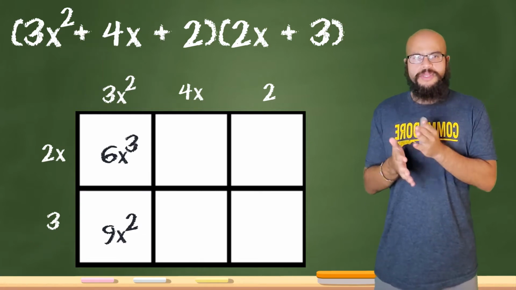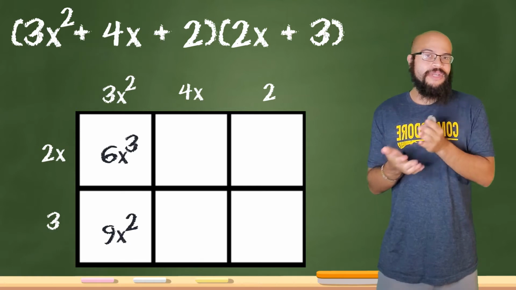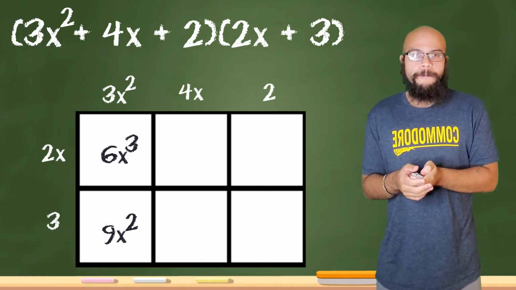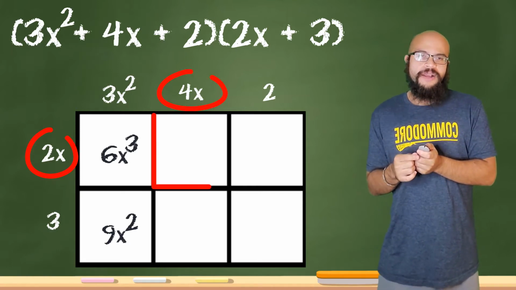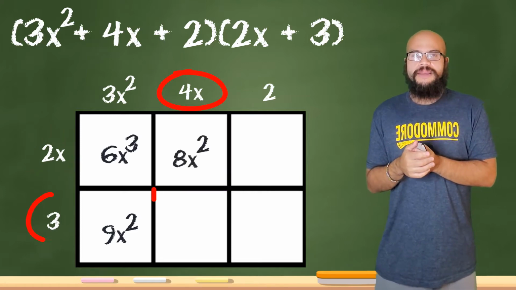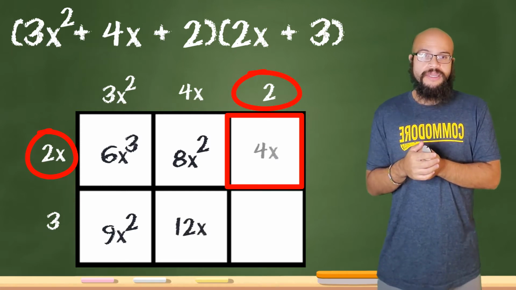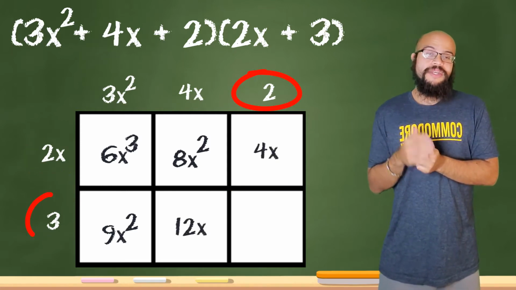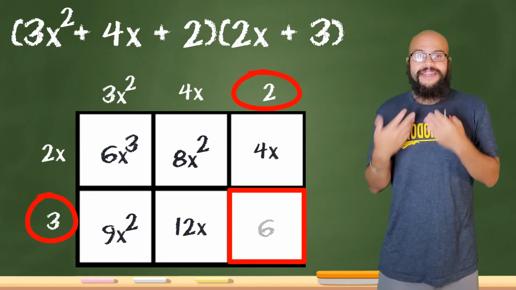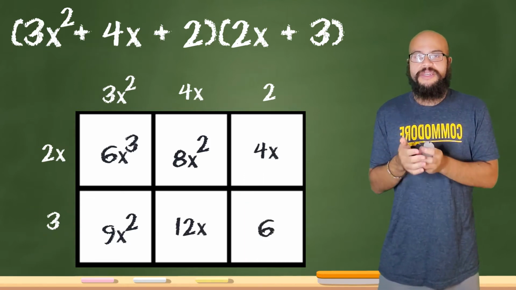By the way, you can multiply these terms in any order. You just need to make sure every single cell ends up being filled out. 4x times 2x equals 8x squared. 4x times 3 equals 12x. 2 times 2x equals 4x. 2 times 3 equals 6. Now we have filled out all 6 of our cells in our geometric diagram.